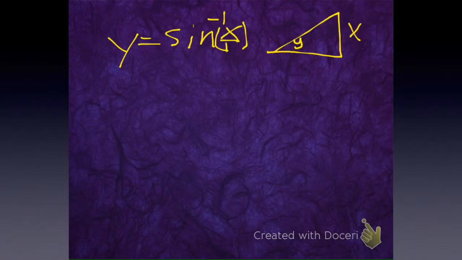Opposite is x, hypotenuse 1. So then we use the Pythagorean theorem to get this other side. That's the square root of 1 minus x squared. Is that how I get that part? Is that right?